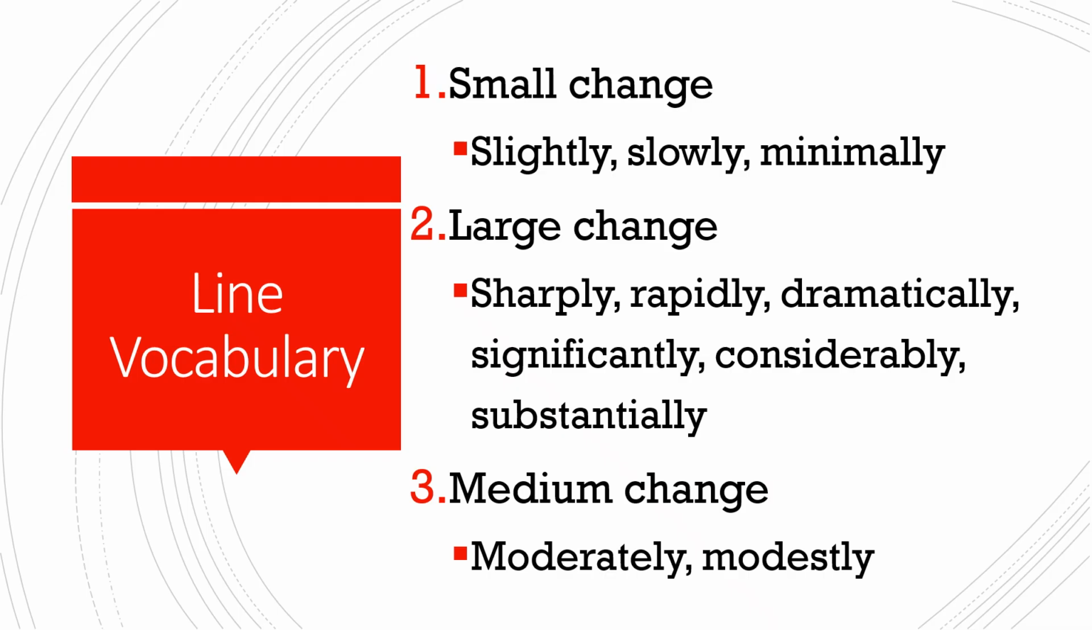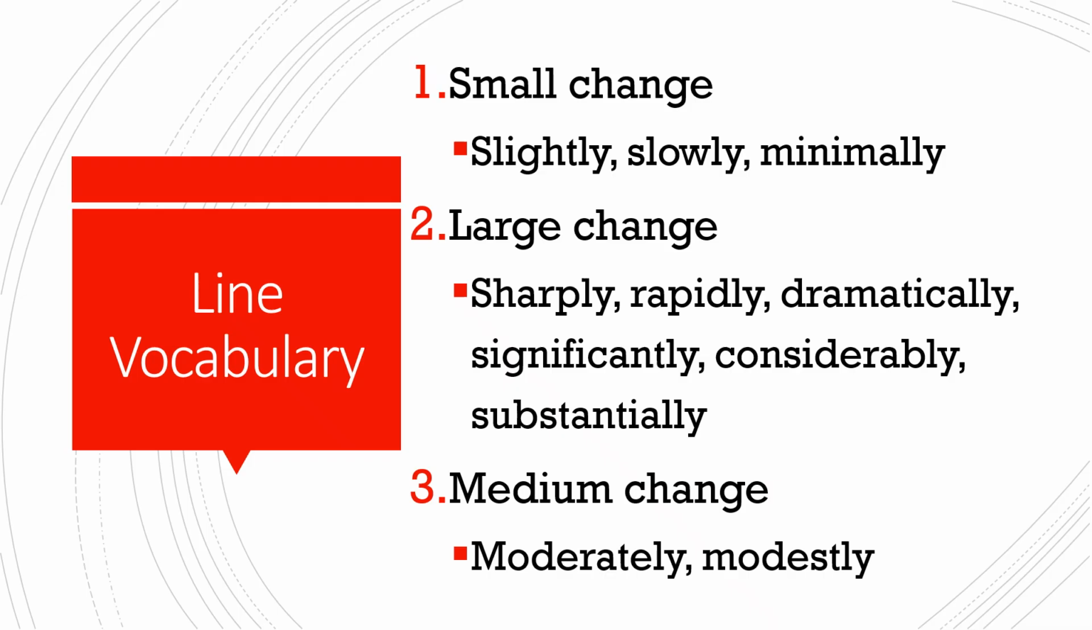And if there is a small change, a large change, or a medium change, you can write the vocabulary accordingly. You would write a slight change, or changed slightly, slowly, minimally, or minor change. For a large change you would say sharply increased or sharply decreased, rapidly increased, rapidly decreased, dramatically increased, significantly increased, considerably increased, or considerable increase, substantial increase. So there could be changes in the sentence structure and formation.